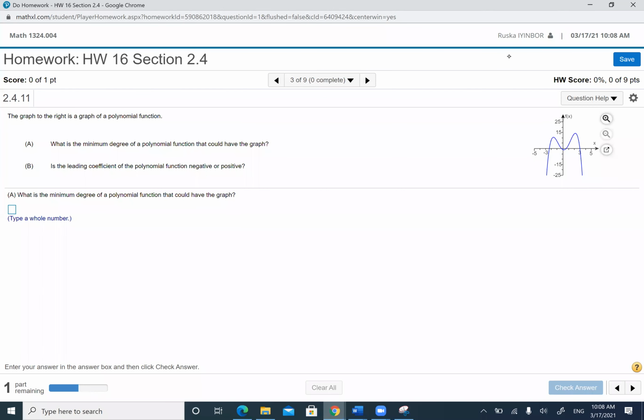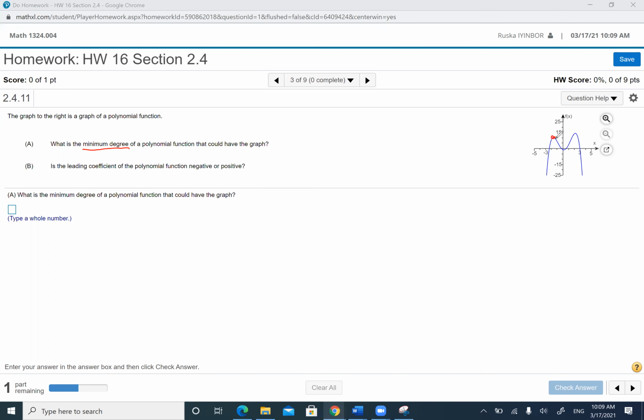Okay, so here on your homework question, they say the graph to the right is the graph of a polynomial function. So I showed you how the graph looks. It's a smooth curve, right? First, you need to find the minimum degree of the polynomial. So how do you find the minimum degree? You have to see how many turning points you have. And turning points are points like this.